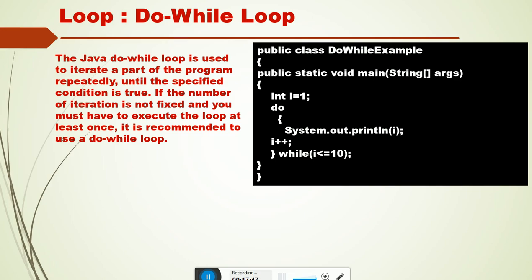So the main difference between the while loop and the do while is, in case of the while, first it will check the condition, then it will execute the statement. But in case of the do while, it will execute first and then it will check the condition.